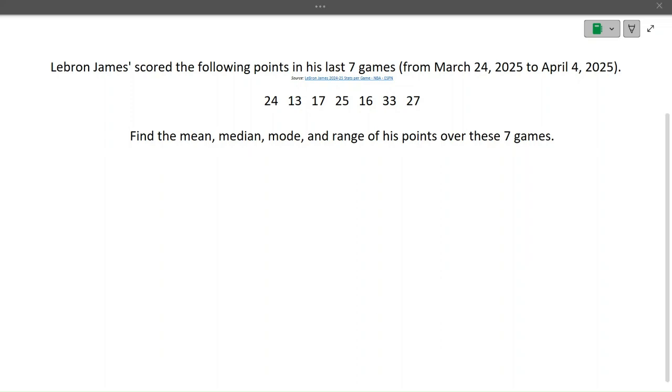It's your friendly math tutor, Miss C here, and today we are talking about measures of central tendency, also called mean, median, mode, and range. I hear students talking about LeBron James all the time, and I thought, let's practice this skill by looking at the number of points he has scored in his last 7 games. These points come courtesy of ESPN, and these are his games from March 24th, 2025 to April 4th, 2025.